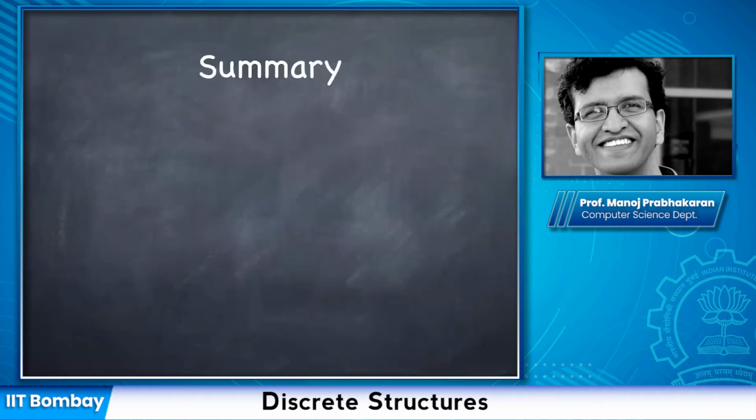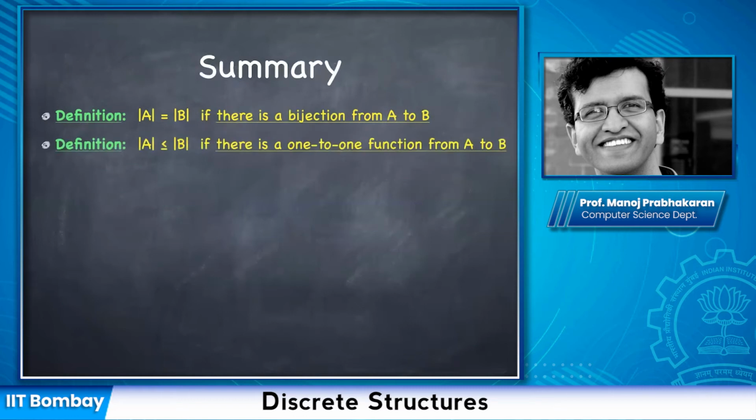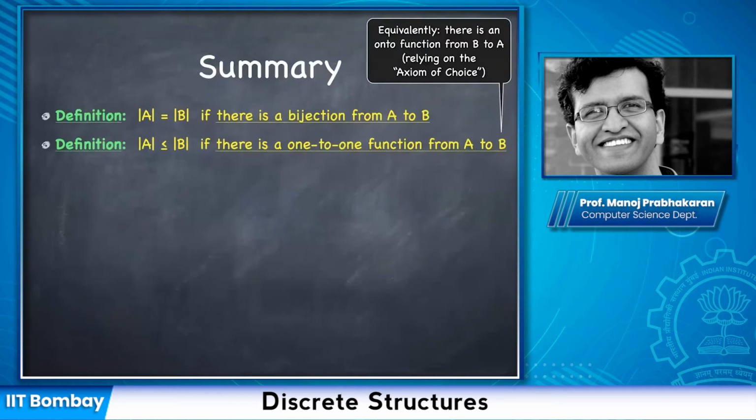Okay. So to summarize what we said so far, we defined this notion of equality of cardinalities: two sets are of equal cardinality if there is a bijection between them. We defined that set A has a cardinality less than or equal to the cardinality of B if there is a one-to-one function, an injective function, from A to B. And you can see that it's essentially the same as saying that there is an onto function from B to A. So in particular, if there is an injective function from A to B, you can consider the inverse of that and then fill up the positions that were not in the image of A arbitrarily to get an onto function from B to A.